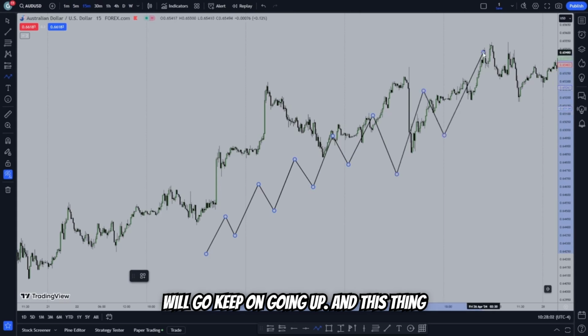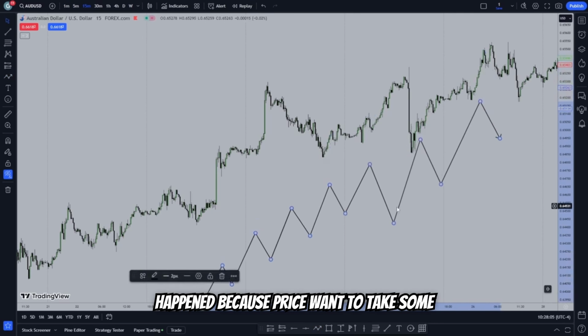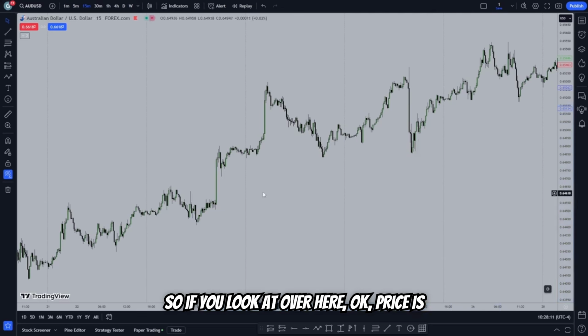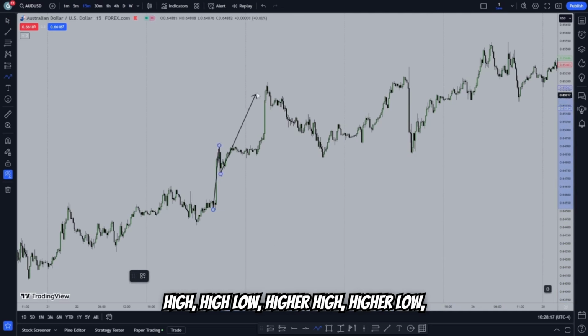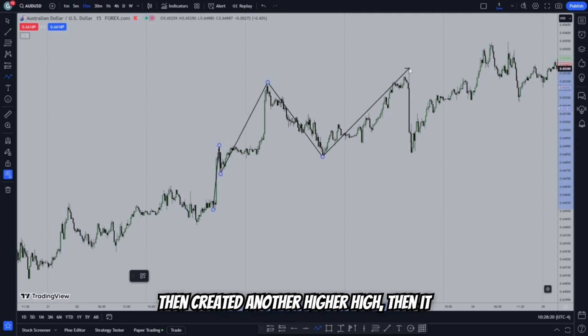Price will keep on going up, and this thing happened because price wanted to take some liquidity or some stop losses. That's why this thing happened. So if you look over here, price is creating a very good higher high, higher low, higher high, higher low, then created another higher high, then it created another higher low, then it went up.